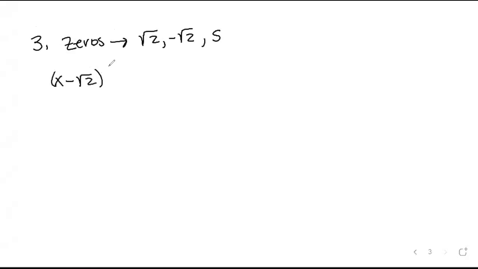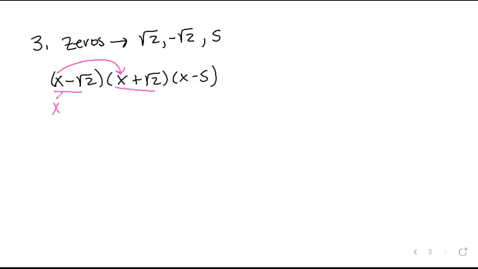All right, number 3. They're telling me that my zeros are square root of 2, negative square root of 2, and 5. So when we do this, we're saying x minus the square root of 2 times x plus square root of 2, the opposite of a negative square root of 2, and then x minus 5. This time we want to do these 2 in front first, because they're exactly the same, except one is a minus and one is a plus. That's going to make my life easier.